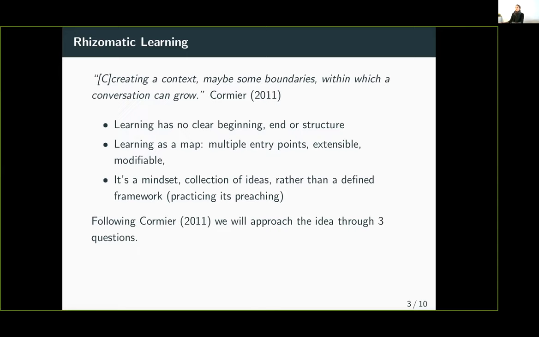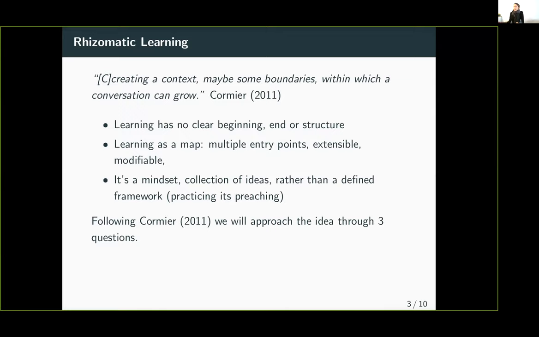Rhizomatic learning was put forward mainly by Dave Cormier, and he defines this as creating a context, maybe some boundaries within which a conversation can grow. So really just provide a very abstract or a very broad scaffolding, but do not guide too much. Learning should not have a clear structure, but also no clear beginning or end. So it's an evolving process. It's not bound to a single class.